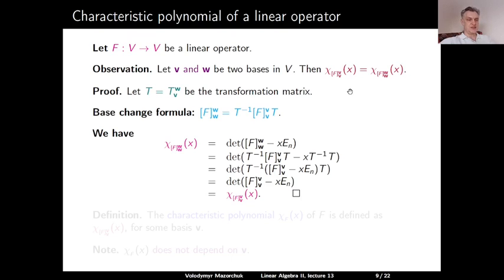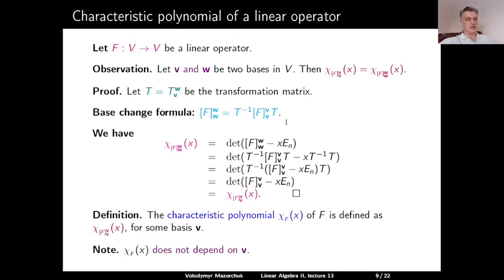Using this observation, we can define the characteristic polynomial of the linear operator f as the characteristic polynomial for the matrix of this linear operator in some basis V. And because of this observation, this does not depend on the choice of our basis V. So the characteristic polynomial for the linear operator is well defined.